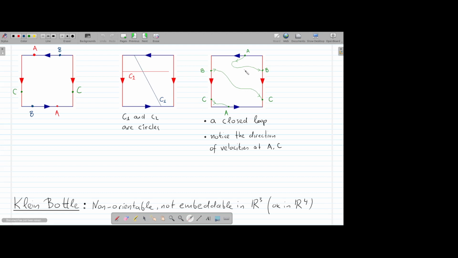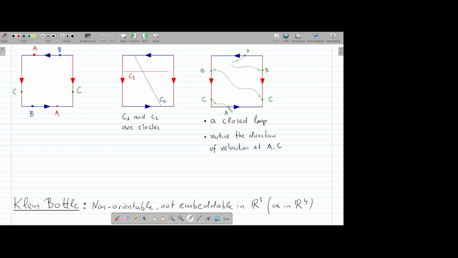Now, let's look at this more complicated motion of a particle on the Klein bottle. So let's start here at the center and move in the direction of the arrows. So first, we reach the point C. C is identified with that point C. So the particle is moving downwards. It will continue to move downwards along the direction shown by the arrow. And then it will reach point A.